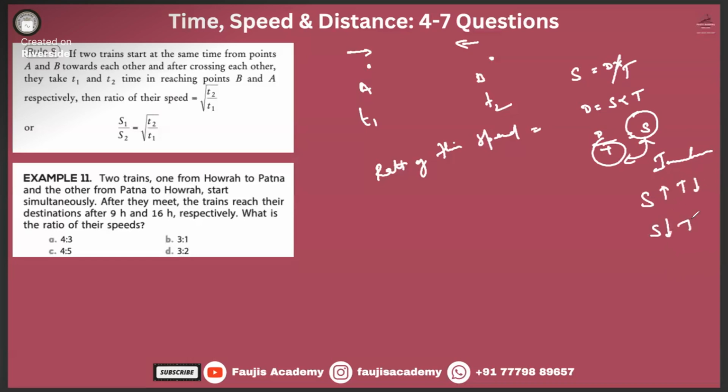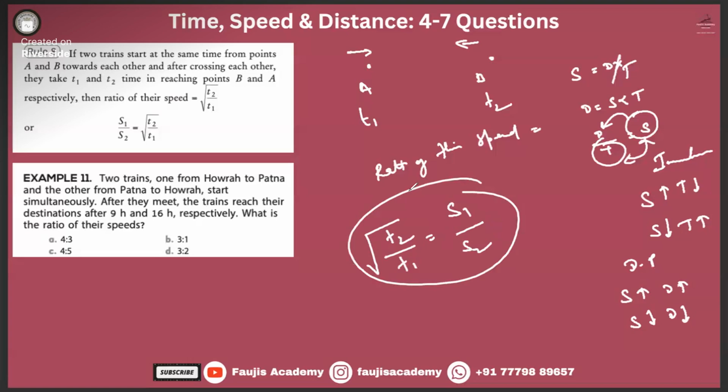If the speed decreases, time will increase. This is what we mean by inversely proportional. What is the relationship between d and s? It is directly proportional. If s increases, d increases. If s decreases, d also decreases, right? And this is what we mean by the relative speed, or the ratio of the speed, is equal to root under T2 by T1, which is equal to S1 by S2, right?